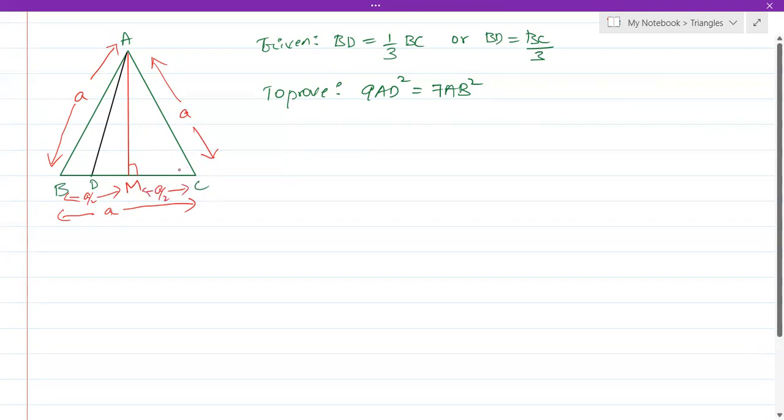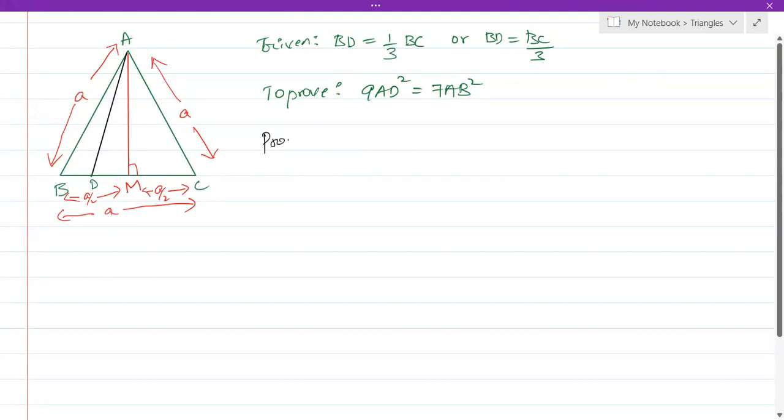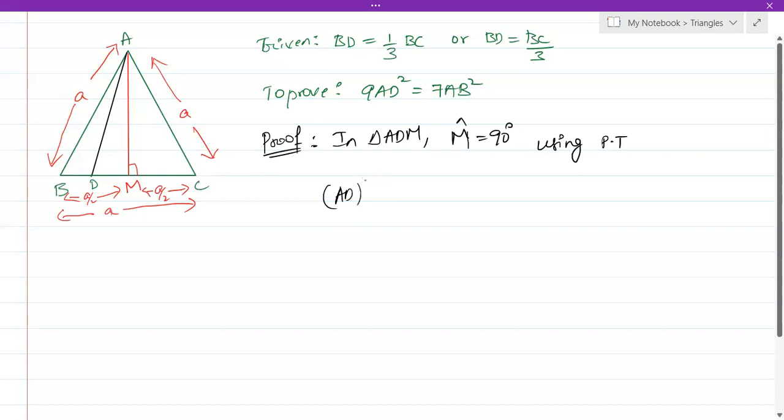Now, let's use the triangle ADM, since we need AD square, right? So let's use the triangle ADM. In triangle ADM, angle M is 90 degrees. Therefore, using Pythagoras theorem, what do we get? We get AD square is equal to DM square plus AM square.